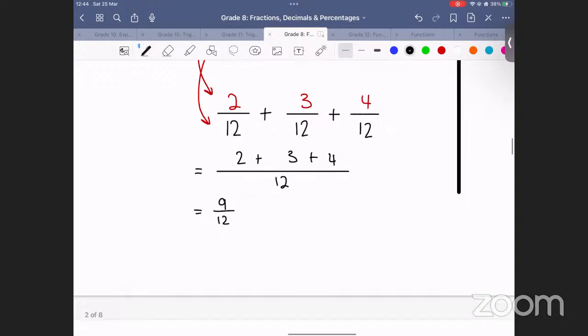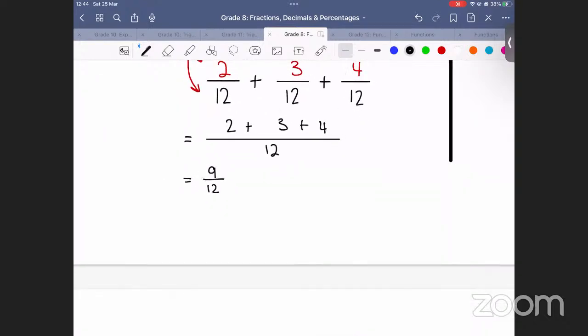Okay, and 9/12 can actually be simplified even more because you can divide them both by 3. Again, you can put this in your calculator. It'll give you the simplest answer, or you can find a number that goes into both numerator and denominator, and that would be 3. This becomes 3/4.